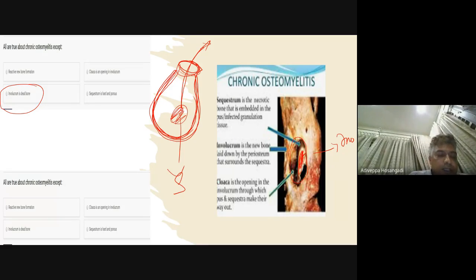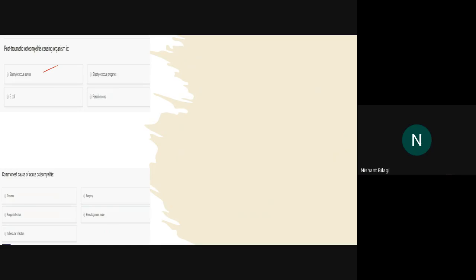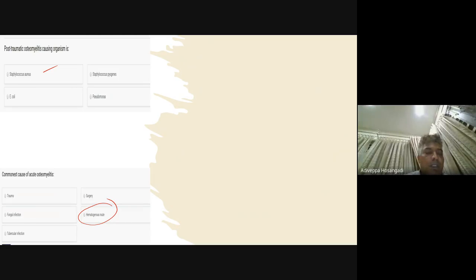All are true about chronic osteomyelitis except, I think there's a repeat. Post-traumatic osteomyelitis causing organism: Staph aureus. Commonest cause of acute osteomyelitis? Very good, hematogenous. Briefly, I will describe hematogenous osteomyelitis.